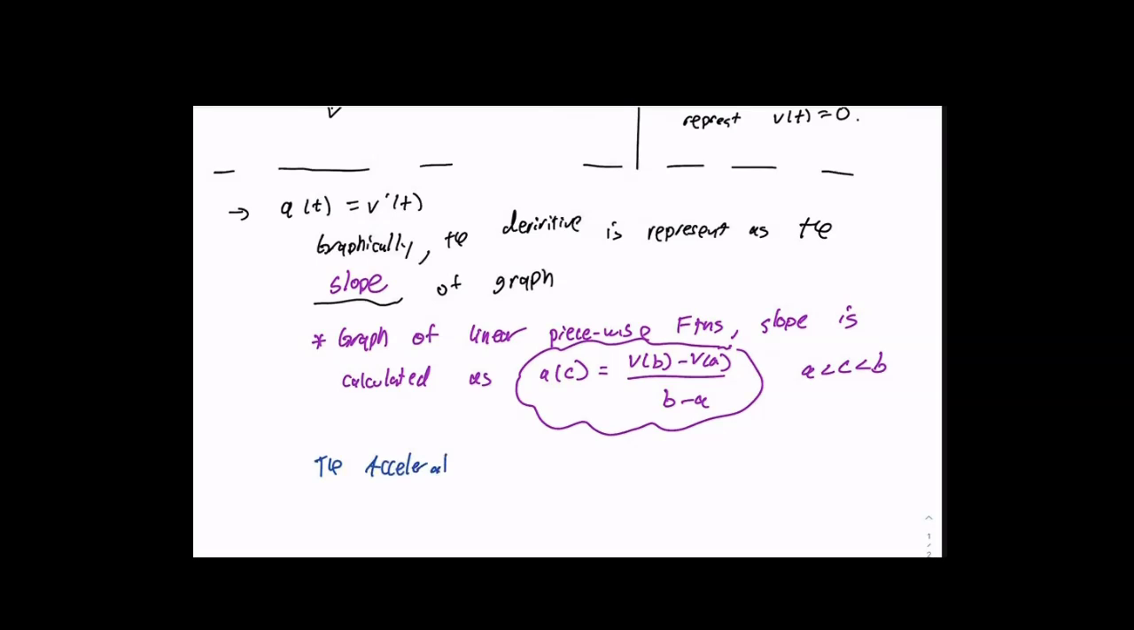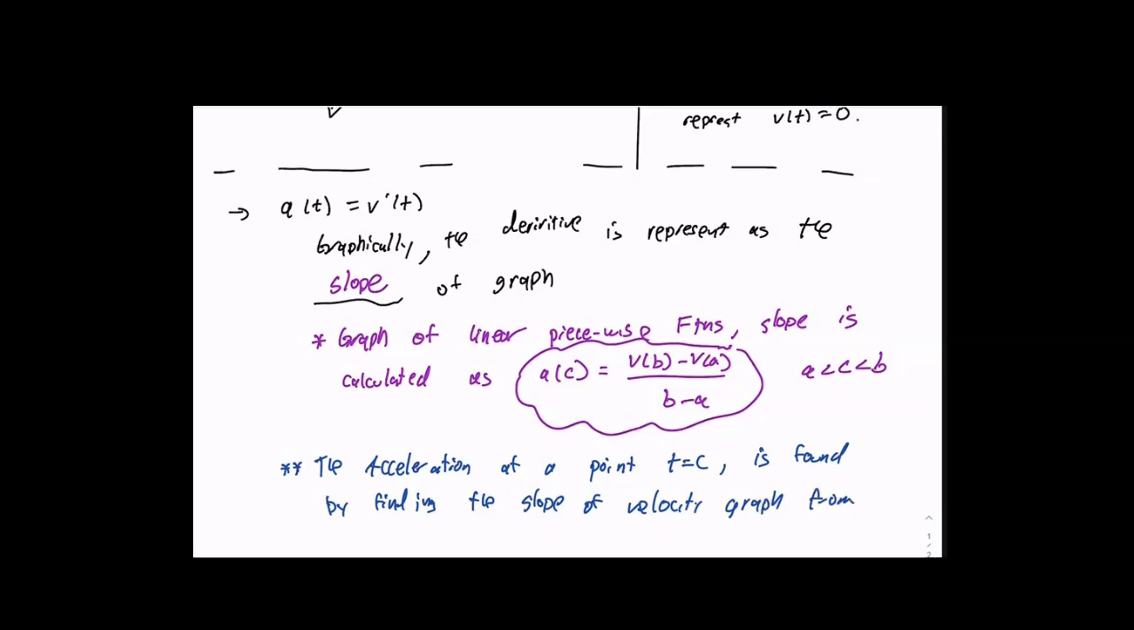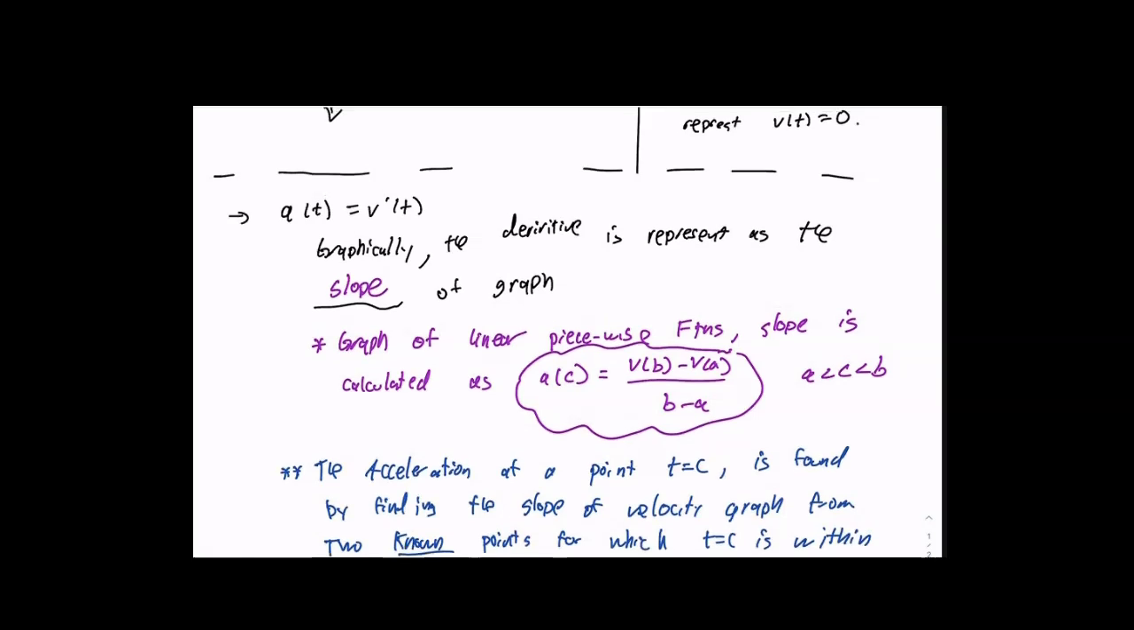The acceleration at a point t equals c is found by finding the slope of the velocity graph from two known points for which t equals c is within. I just want to be very explicit in what I'm saying.